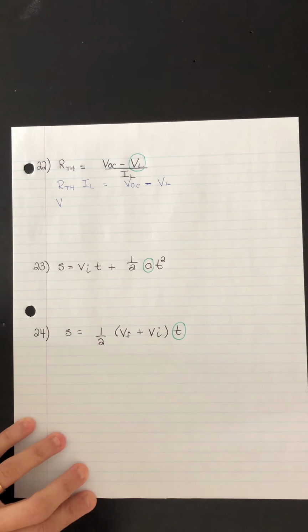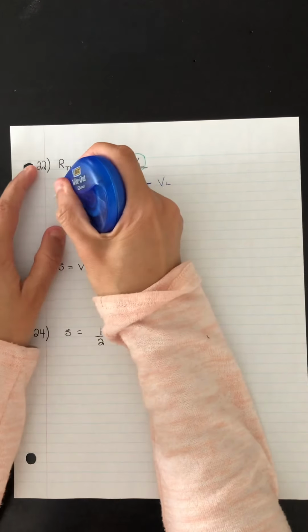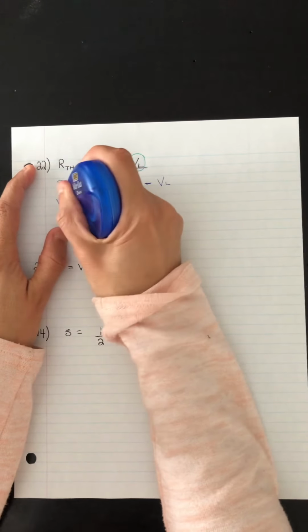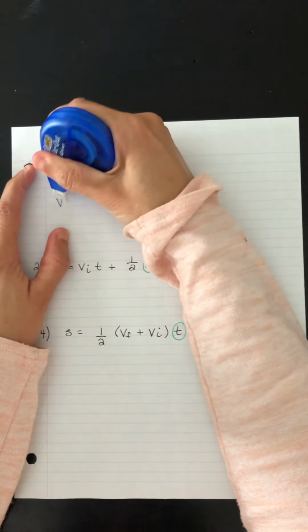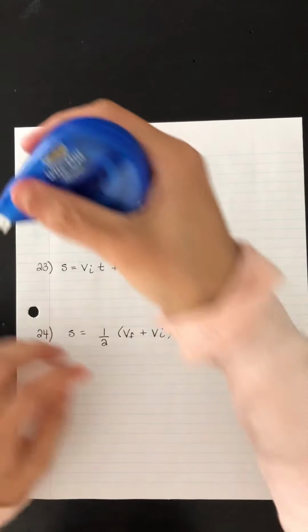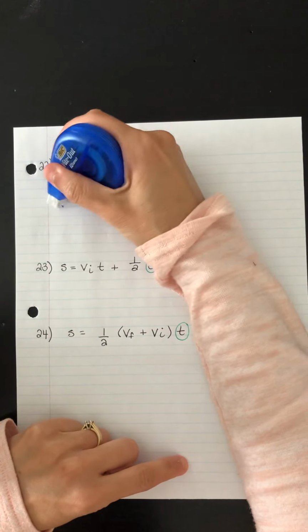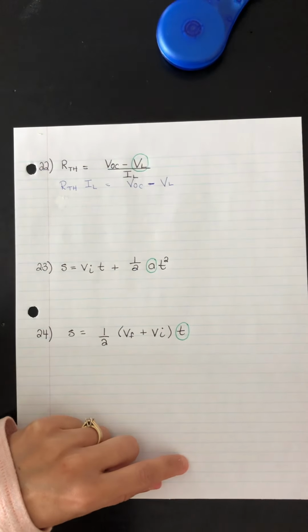Oops. I'm going to use my correction tape here. Oops, maybe I'm not. Huh. What is wrong with my tape? I think it's out of position there. Oh, there we go. Okay. I don't really like to cross things out.